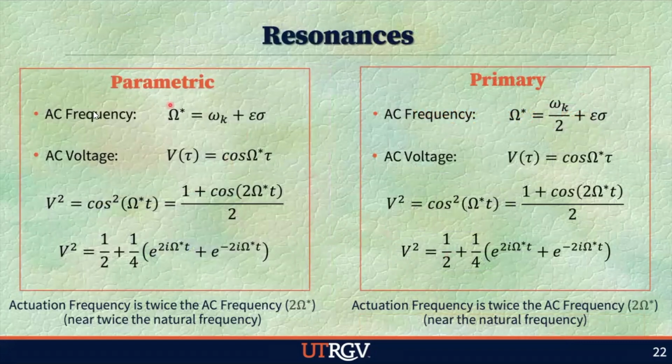For parametric resonance, the frequency of the AC voltage, which is capital omega star, is near the natural frequency of the cantilever, which is lowercase omega. Epsilon is a small bookkeeping parameter, and sigma is the detuning frequency, which tells you how far away you are from the natural frequency. Since the voltage is squared, the frequency of actuation is near twice the natural frequency. For primary resonance, the AC frequency is near half the natural frequency, while the actuation frequency is near the natural frequency of the cantilever.